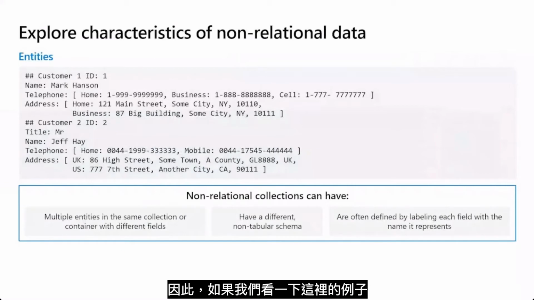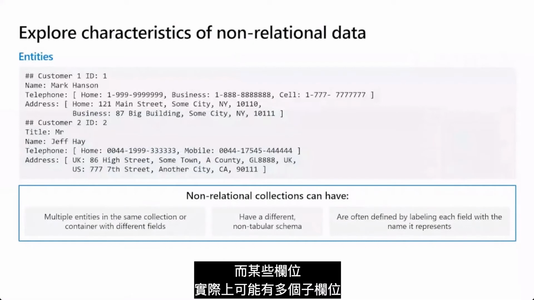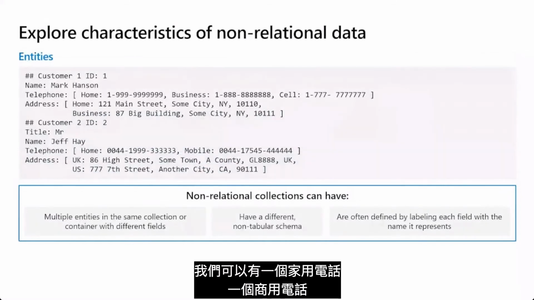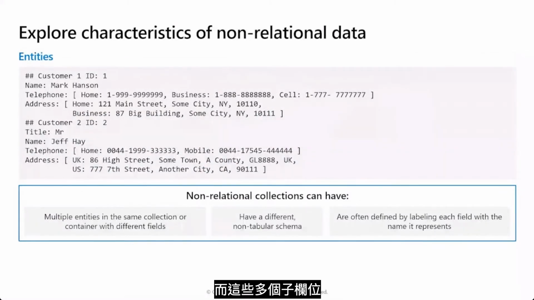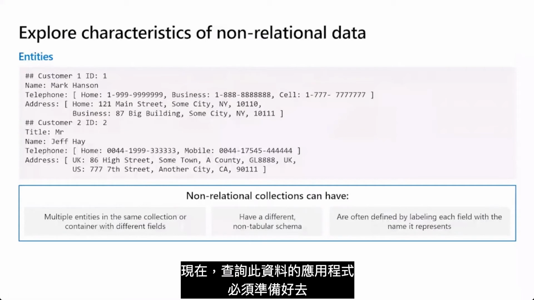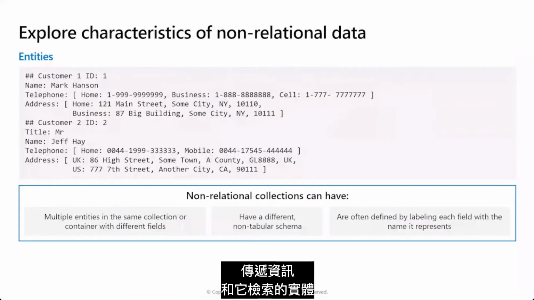If we take a look at this example here, the fields are prefixed with a name, and some fields might actually have multiple subfields. For example, if we have a look at telephone, we can have a home telephone, a business telephone, a cell telephone. These multiple subfields are denoted by enclosing them between square brackets. And so if we wanted to add a new customer to this non-relational data store, it's a matter of inserting an entity with its fields labeled in some meaningful way. Now, the application that queries this data must be prepared to parse the information in the entity that it retrieves.